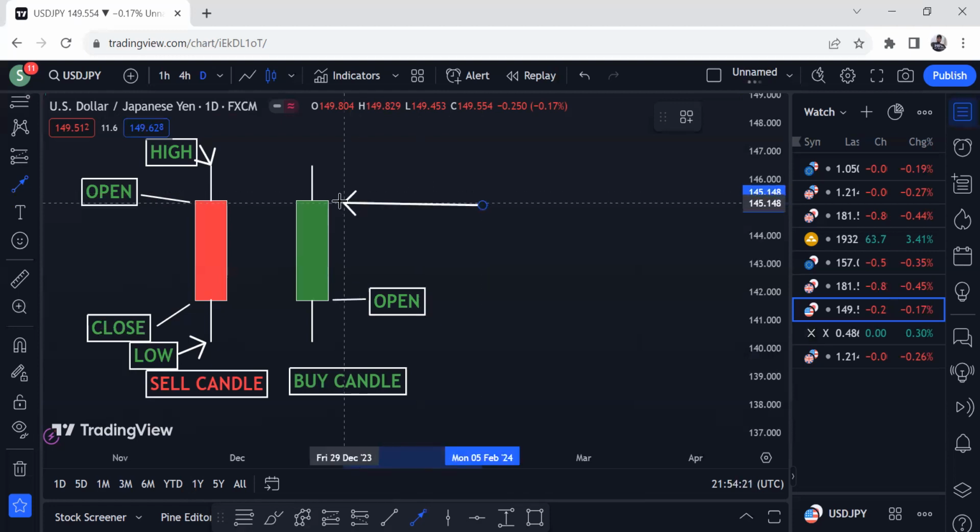And please, what of this price point? All right, so that's this price. That's the close price. Okay. I'm going to label it close.